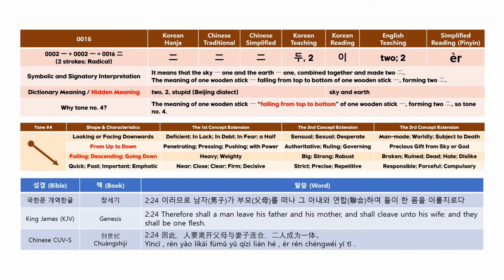This character is two strokes, one of the radicals. In Korean Hanja, Chinese traditional and simplified, it is all the same shape. It's a combination of two characters we have already learned. And in the Korean language, we teach "Do, e." Do means two. E means the Korean pronunciation of this character.